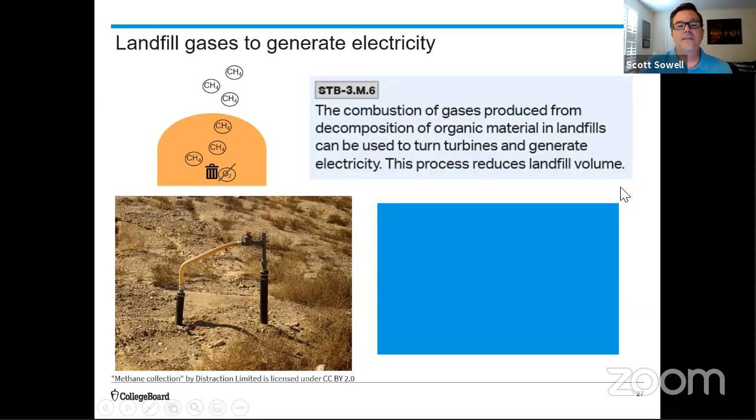So if you think about all of that methane, you should be starting to connect that to natural gas and think, well, maybe we could use that. Absolutely, we can. Some places will actually collect the methane and use it to generate electricity.